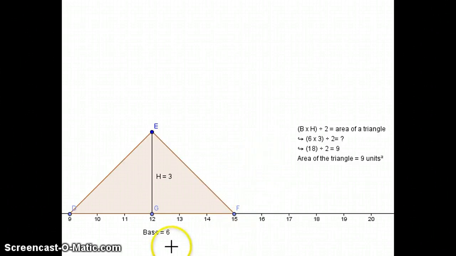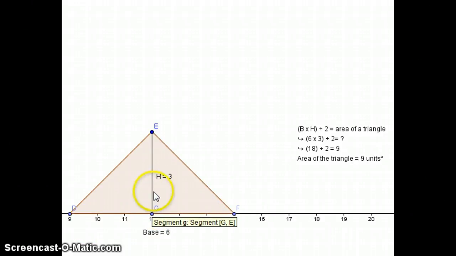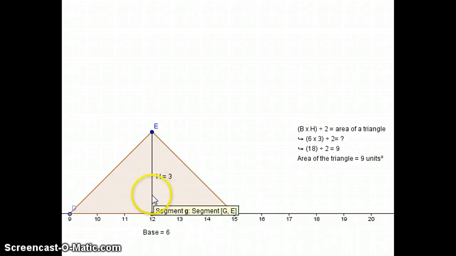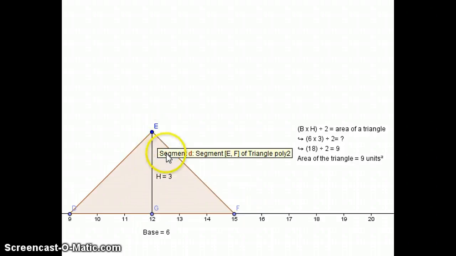Okay, my base for this triangle is going to be 6. Okay, 1, 2, 3, 4, 5, 6. I have 6 units across the bottom of this triangle. Okay, I have a height of 3. Now you don't see the tick marks, but I measured it out. It is 3. Okay, so you have 1, 2, and then 3.